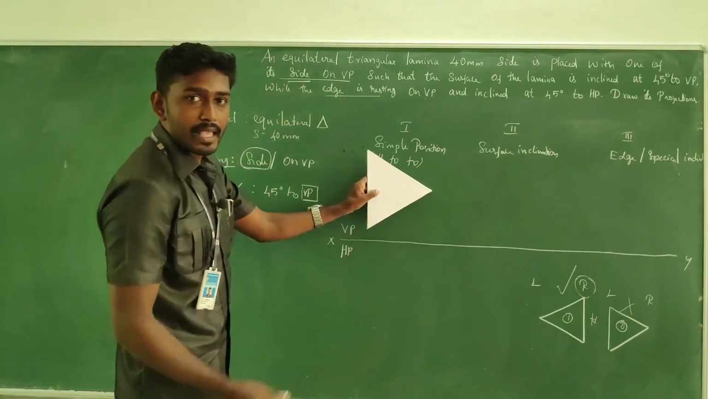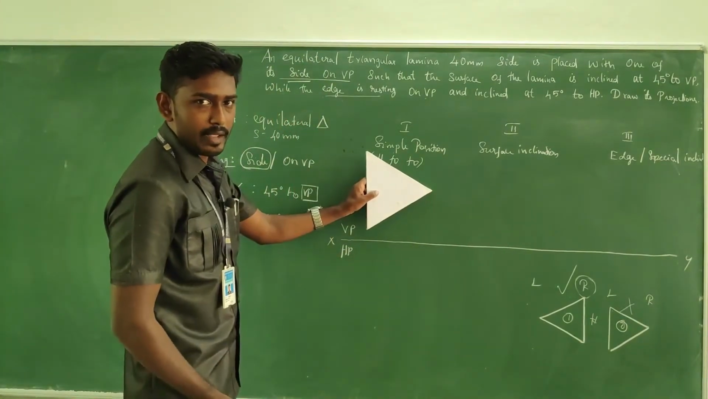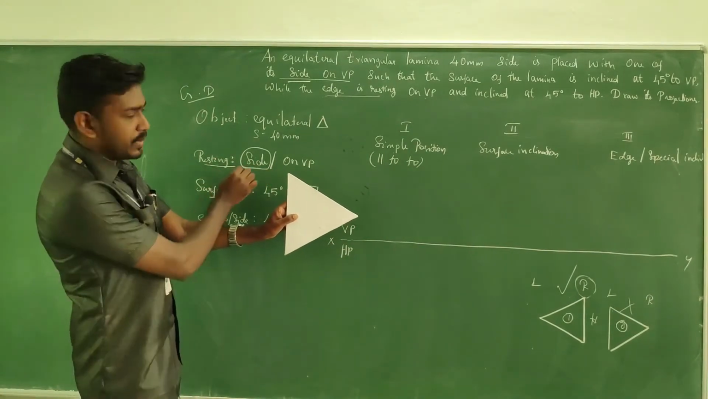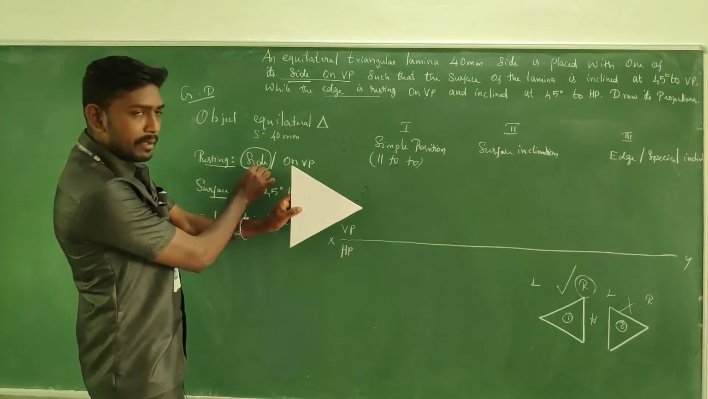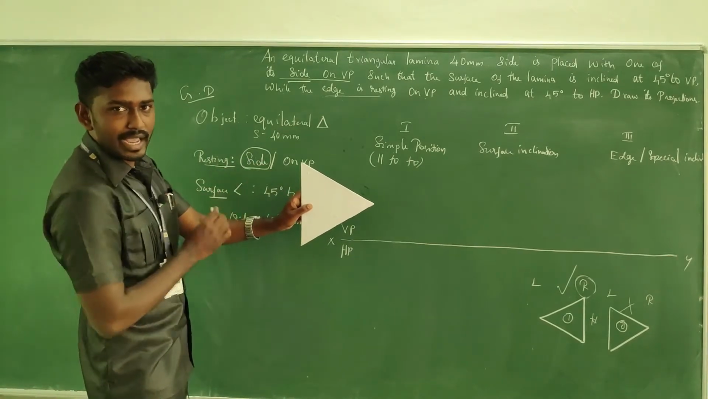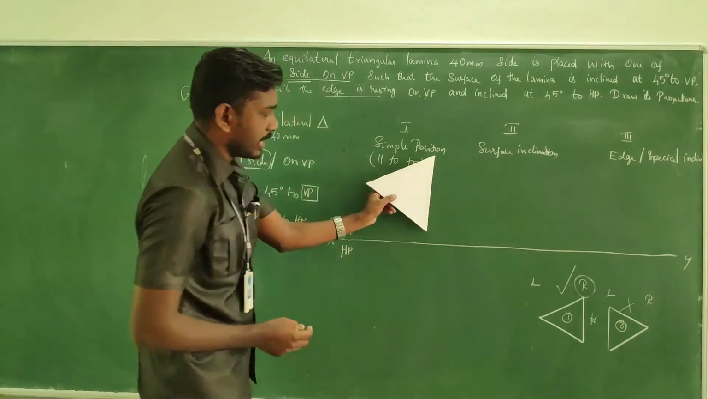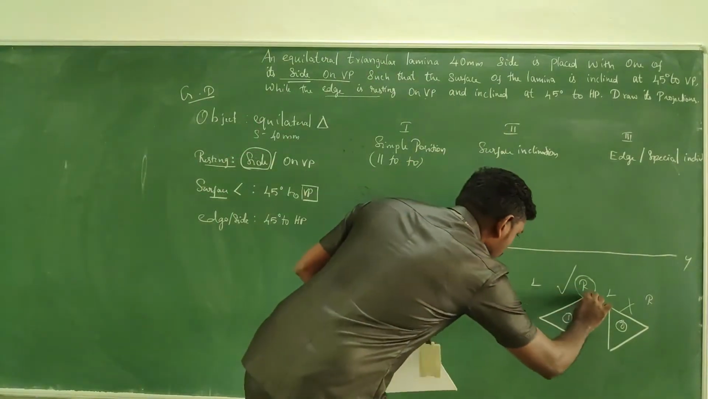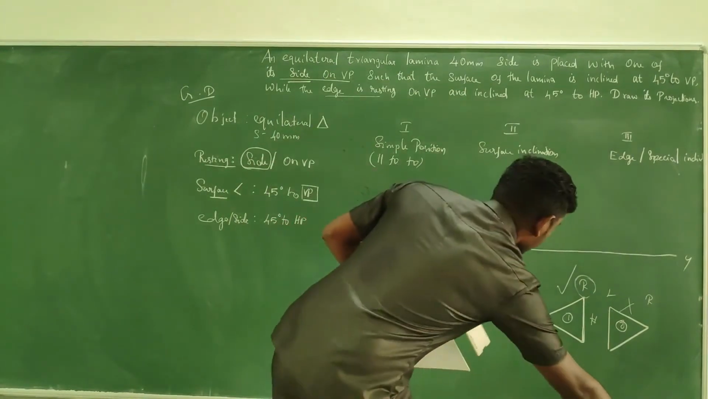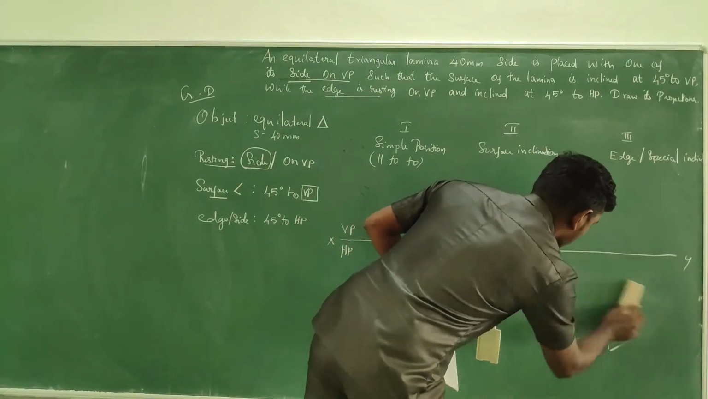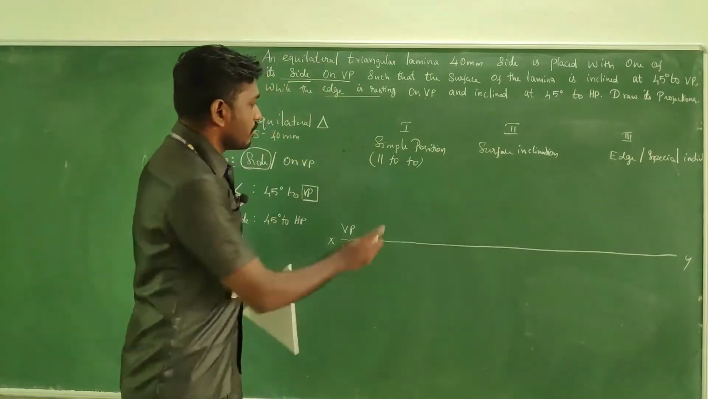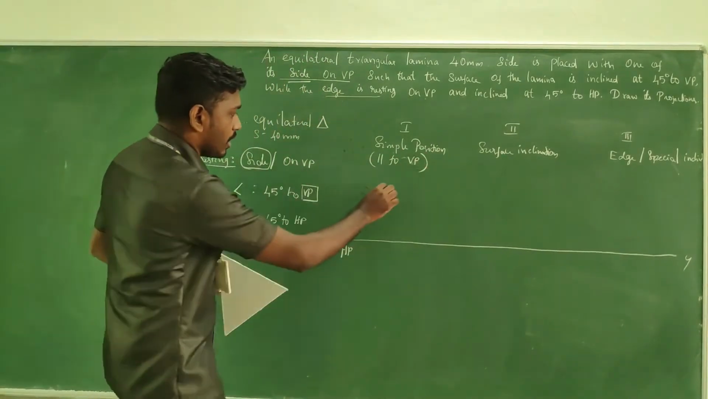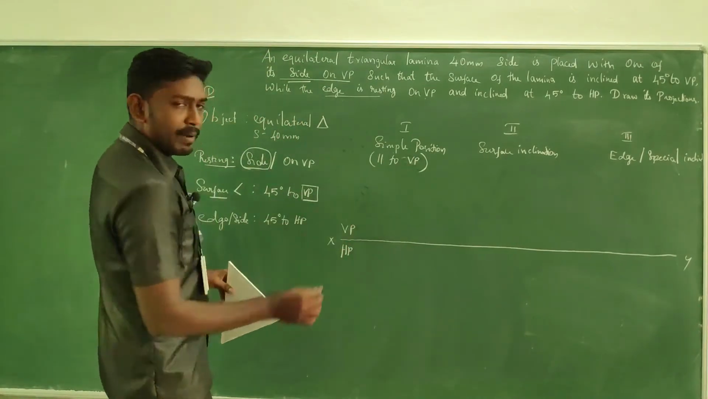The corner will rest on VP. Okay, it will deviate from the condition mentioned in the question. So if you want to keep the side to rest on HP, your position must be something like this. So this is the right position, right? Okay. So in the front view, we will get the true shape when it is parallel to VP. So our observation will be on the VP plane.